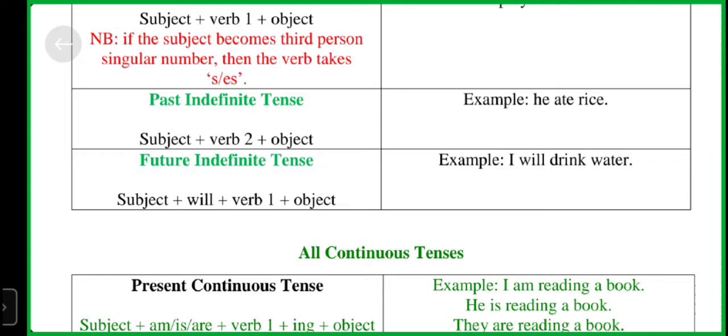Any other example? There are many irregular verbs. Just try to remember: sleep, slept. Sleep is an irregular verb. And also drink, drank, drunk. Swim, swam, swam.